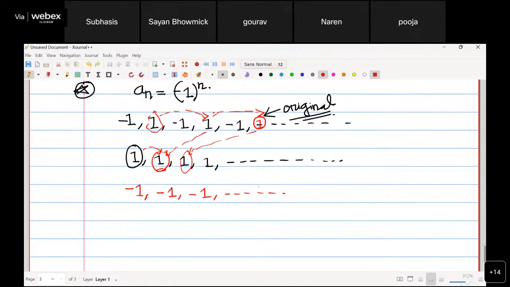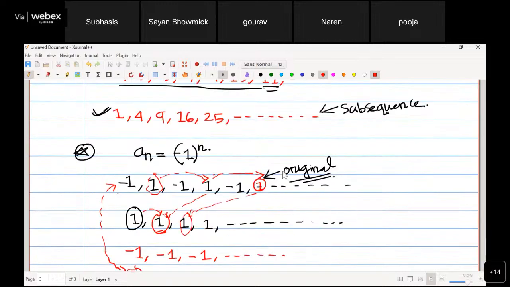And what about this one? Suppose I am taking 2, 1, 1, 1. Is it a subsequence of this original sequence? No, sir, as per the first part of the definition, it is not there, because that item is not there. Certainly 2 is not in this original sequence, and since 2 is not in the original sequence, certainly 2 can't be in my subsequence. So now you know.